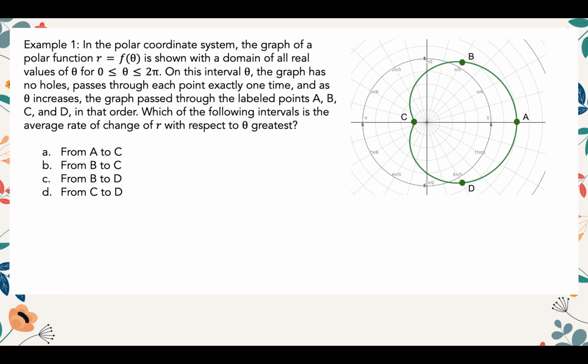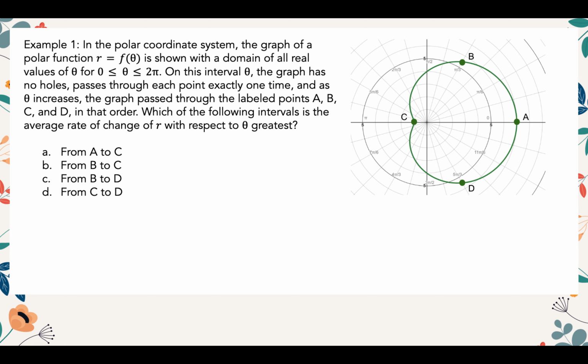Example 1 says, in the polar coordinate system, the graph of a polar function is shown with a domain of all real values of theta for 0 to 2 pi. On this interval, the graph has no holes, passes through each point exactly 1 time, and as theta increases, the graph passes through the labeled points A, B, C, and D in that order. On which of the following intervals is the average rate of change of r with respect to theta greatest? So average rate of change, we're thinking slope, or the tangent line between 2 points. And we want it to be the greatest, which means we want it to be the most positive.